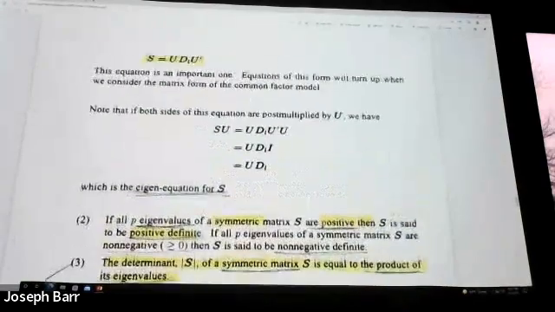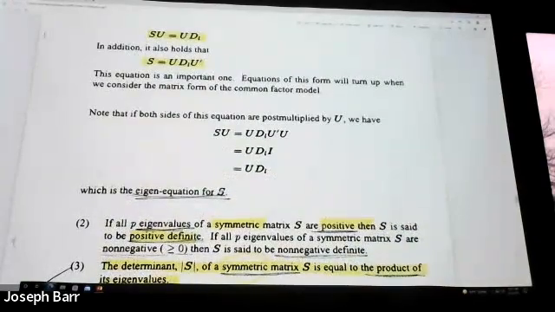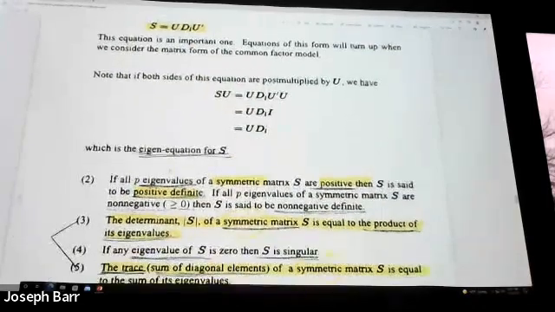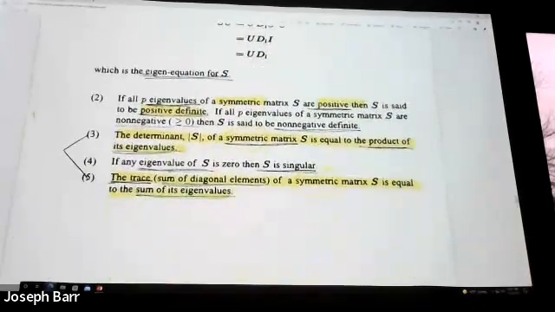This is called the eigen equation for S. It's the same thing here: S times U is U times D. It's the eigen equation for S. So we have some definitions here. In the previous slides, we called it the non-negative definite matrix. So what's the definition of non-negative definite?